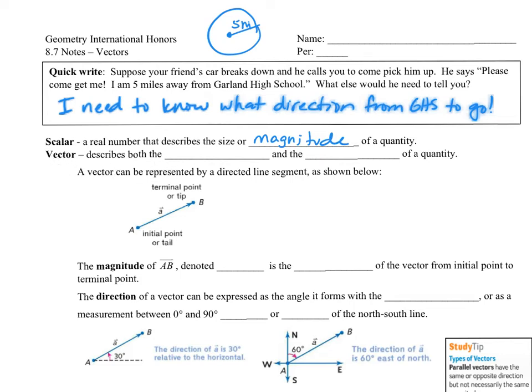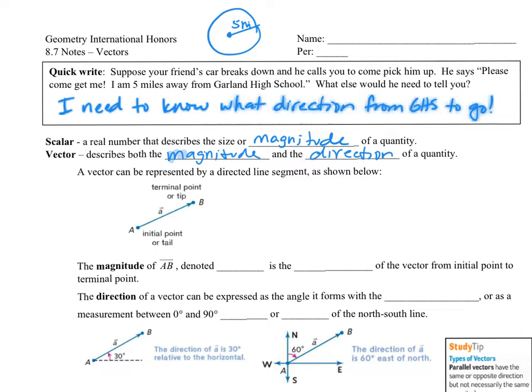Well, a vector describes two things. It describes both the magnitude and the direction of a quantity. So a vector can be represented by a directed line segment as shown below. So if you'll take a look at this directed line segment, it has an initial point, which we call the tail, and it also has a terminal or an ending point, which we call the tip. Okay, so that is a physical representation of a vector. You can see it gives you two pieces of information. It gives you direction and it also gives you distance.